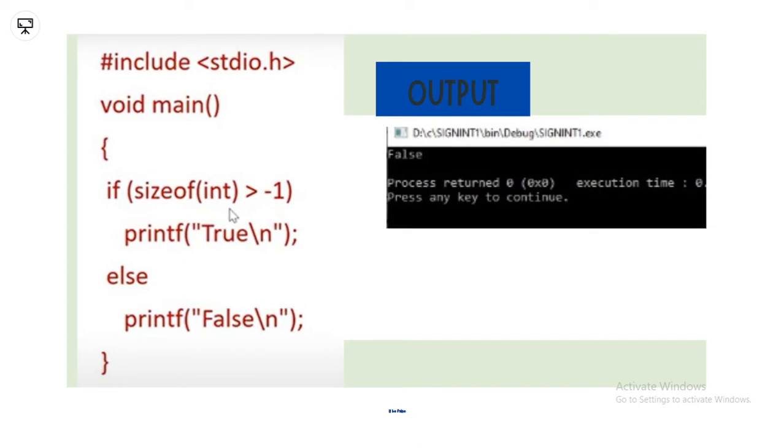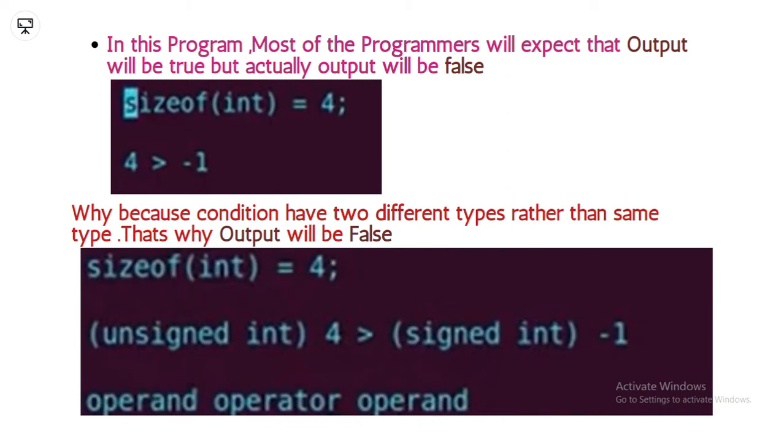In this program, in the if condition, size of int greater than -1. If it is true, it gives true value. If it is false, it prints false value. Actually, this program gives false value. Most of the programmers think it is true value, but it is not correct.